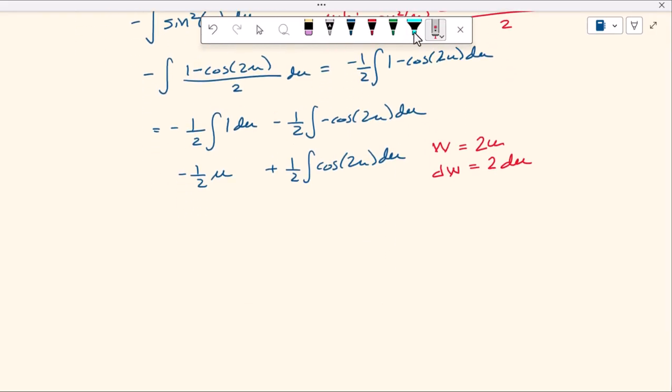So I can go ahead and rewrite now. So I'm just going to drag this along. I've integrated this. This part's done. Now this part is going to be cosine 2u is w.